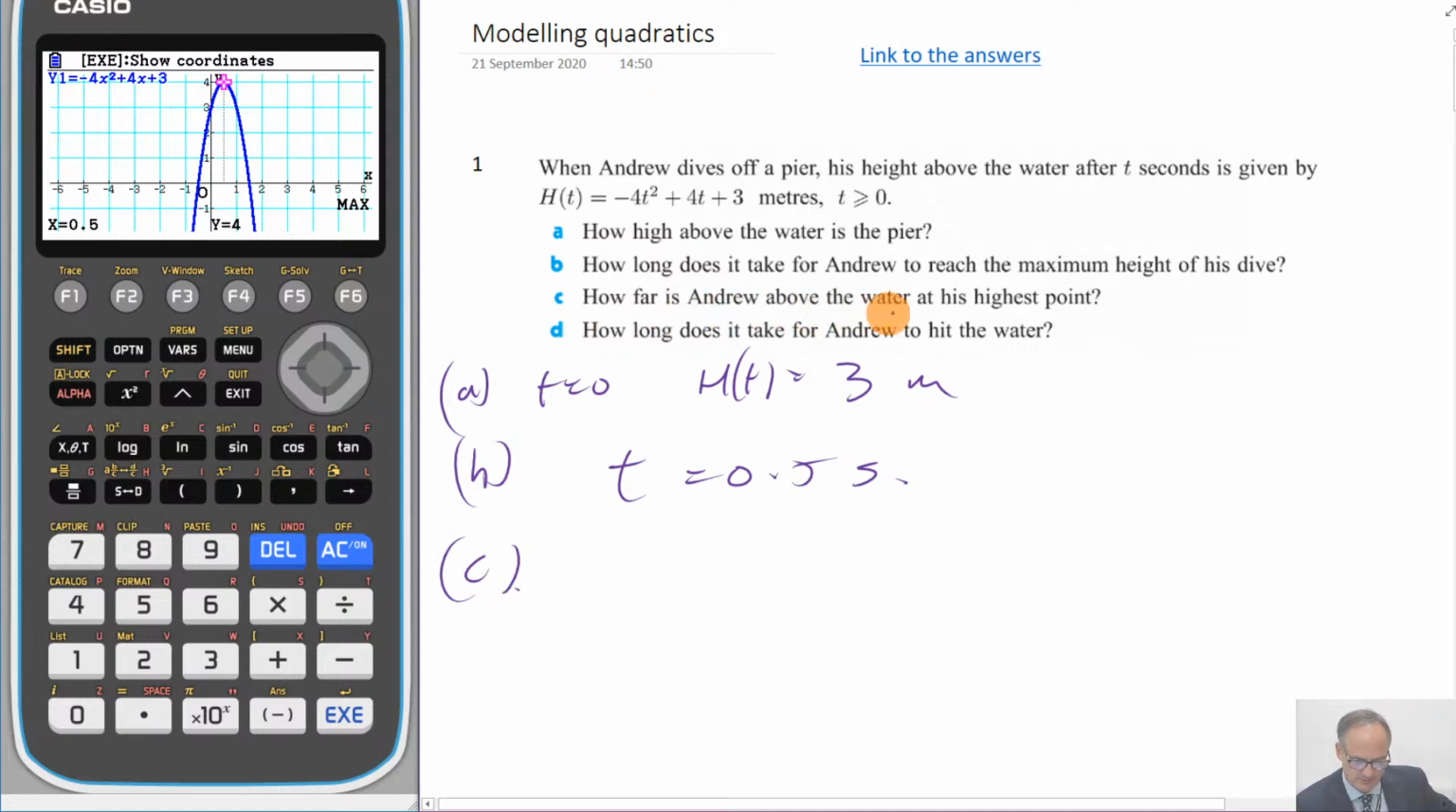So part C. How far is Andrew above the water at his highest point? Well, quite easy. We can just read up for the y value here. It's 4. So therefore, he is 4 meters above the water.